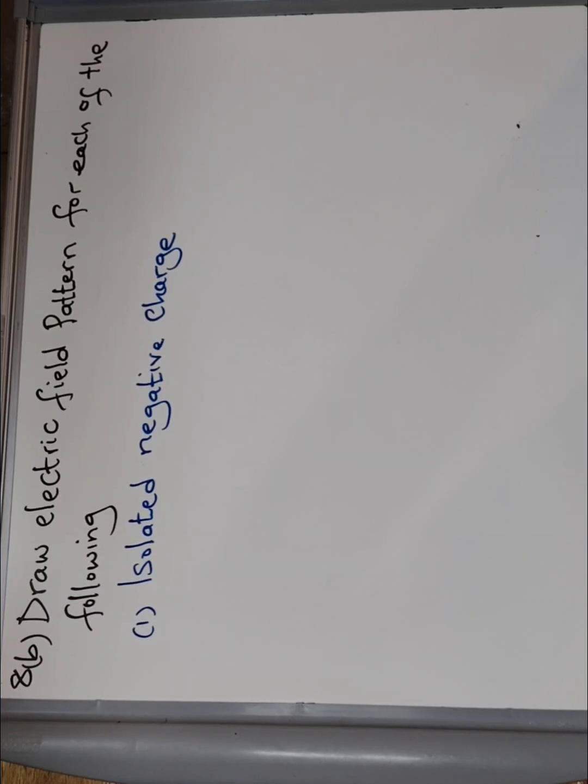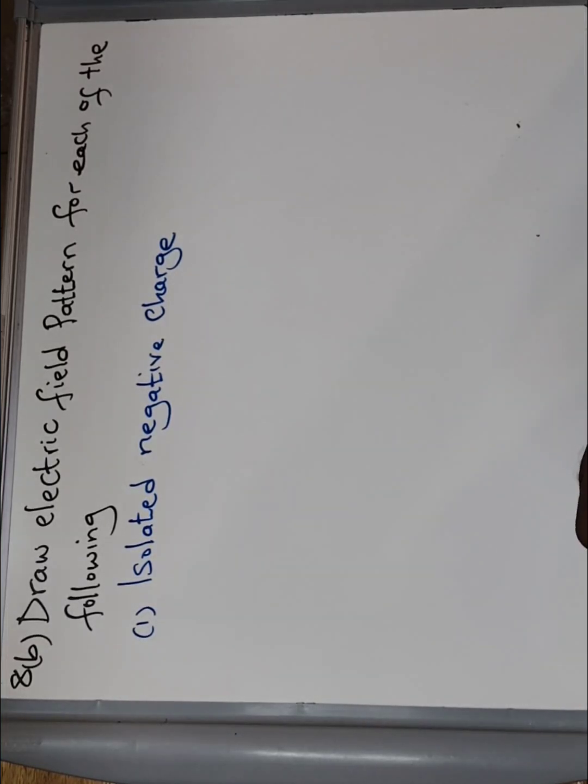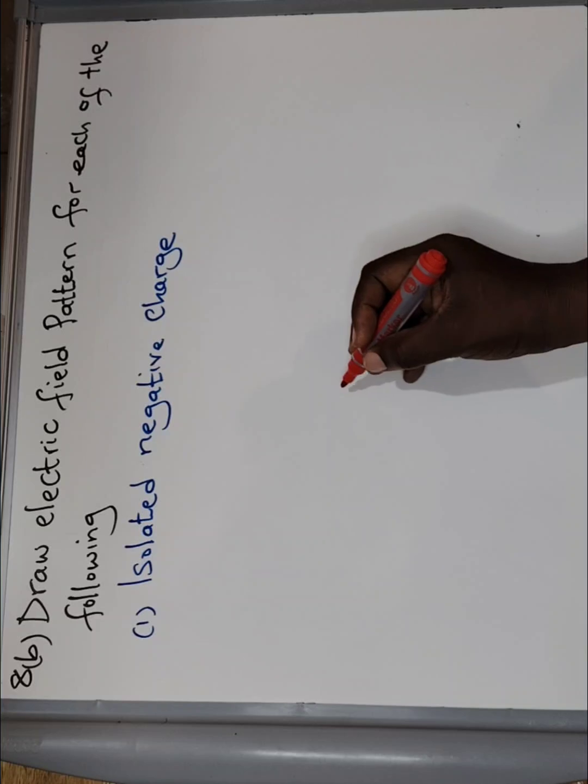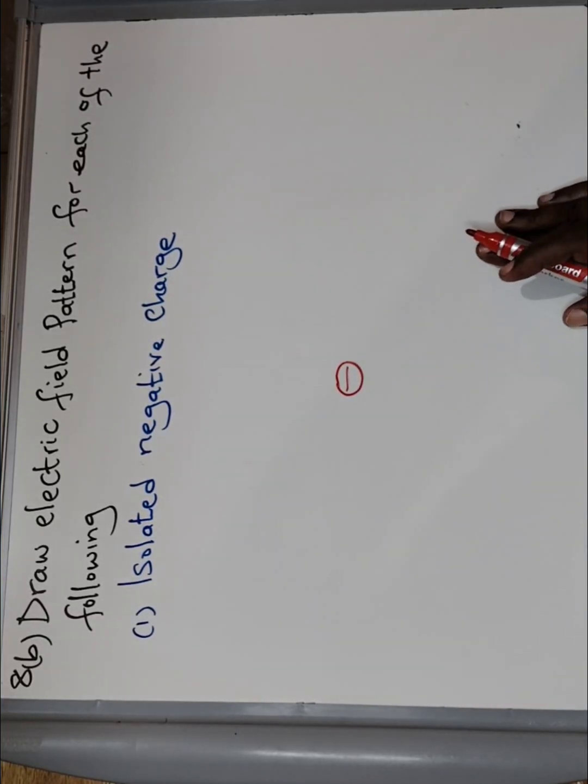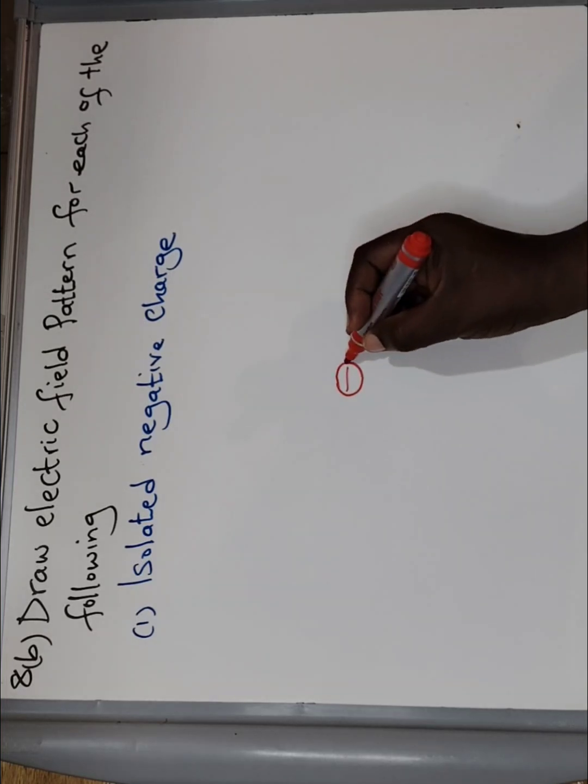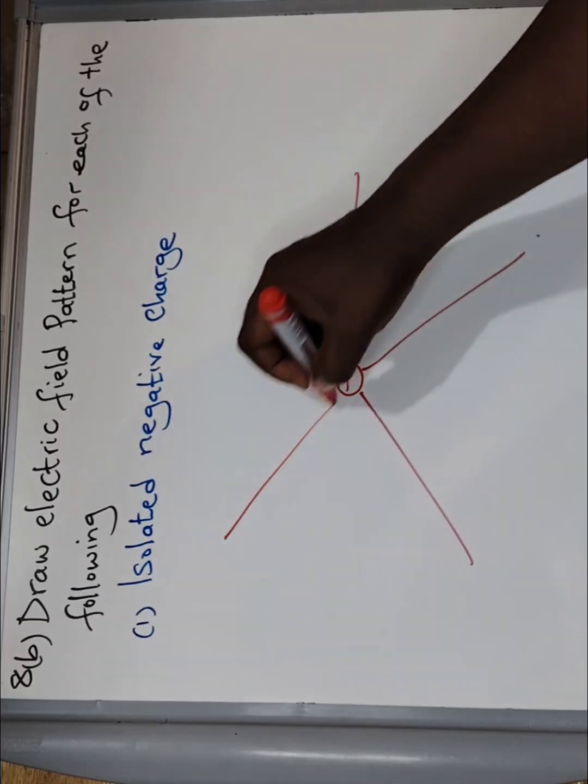Then comes this next question. It says, draw electric field pattern for isolated negative charge. Like we said, we have a negative charge which does not have neighbors. How does the field look like? They are straight line fields like that.